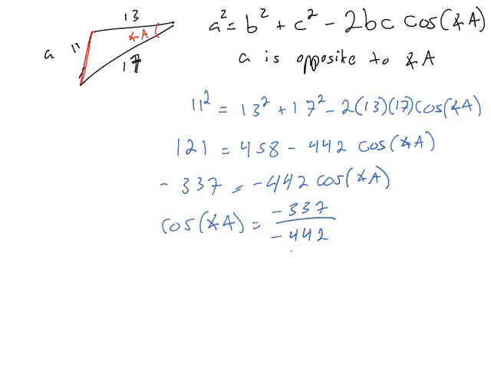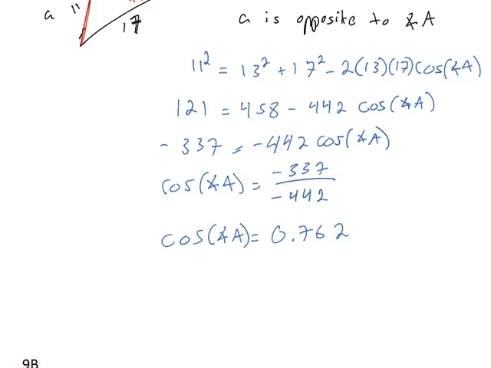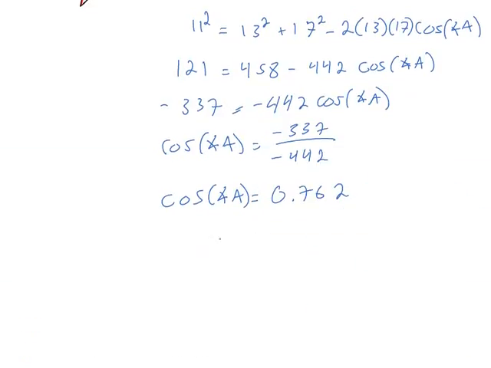Simplifying negative 337 divided by negative 442 to a decimal yields positive 0.762, and that's equal to the cosine of angle A. Finally, if we want angle A, we'll take the inverse cosine of each side, and so angle A will be equal to the inverse cosine of 0.762. For that, we're going to have to turn to our calculator because that's not one of the major components of an angle that we're meant to memorize. And it gives us an angle of 40.2 degrees to three significant figures.